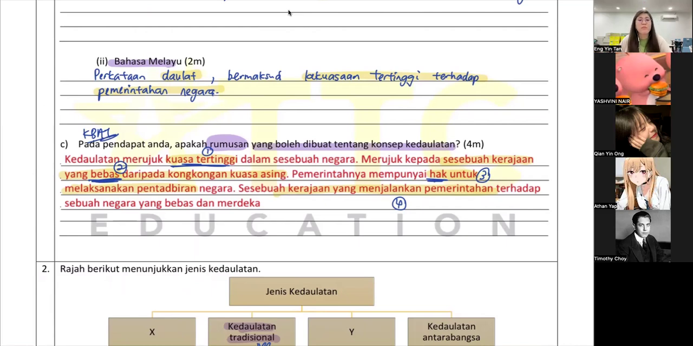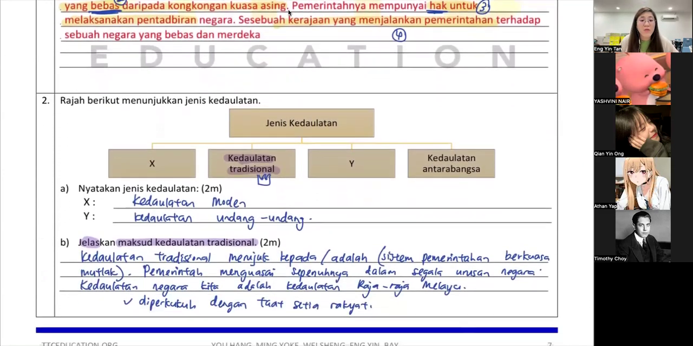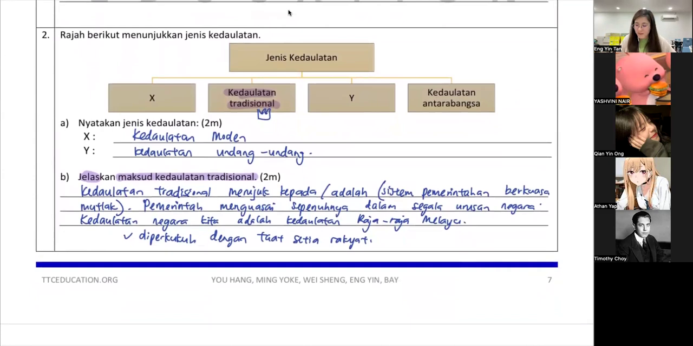Now, question number 2, super easy. You know the jenis kedaulatan. Before I show you the answer, can anyone try to tell me what is X and Y? I teach you. You see the traditional. Traditional means the king. So last time the king got the power. Today, we have the kedaulatan modern. Very good. So kedaulatan modern means what? We have the undang-undang. Yes. So you see, kedaulatan modern, kedaulatan undang-undang.